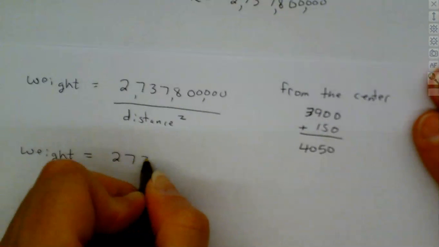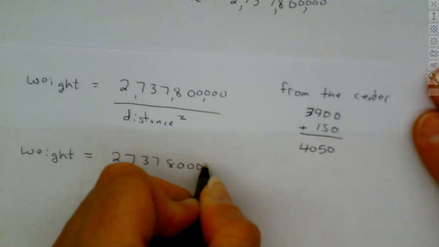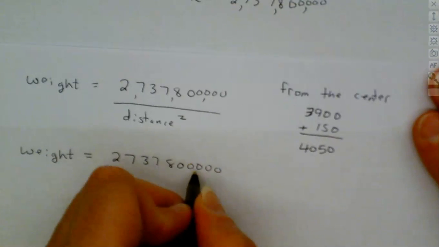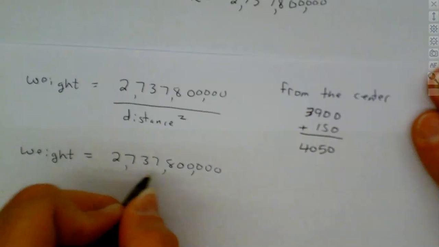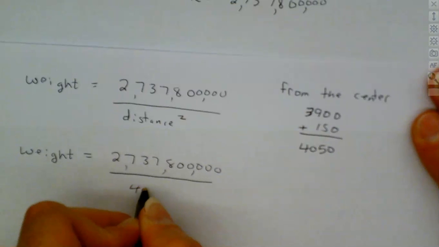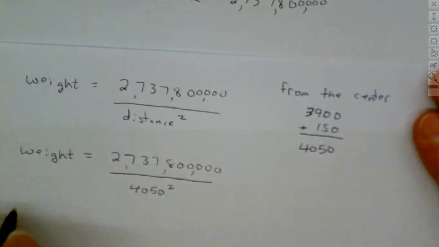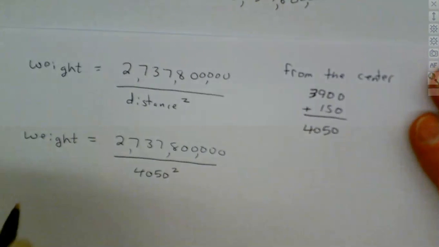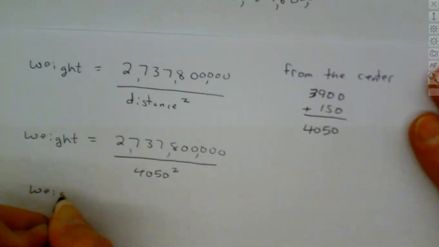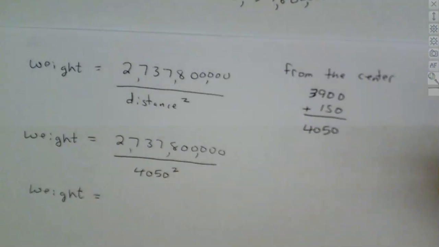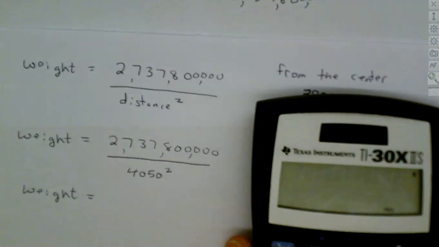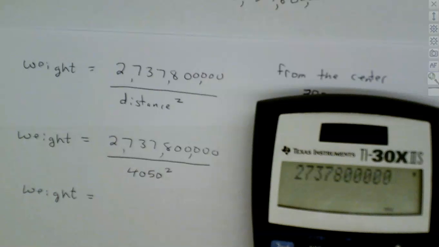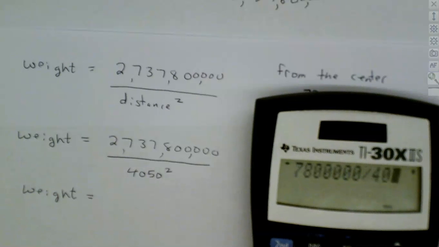So 27378 and all those zeros. Okay, we just have to use a calculator here. And we're going to divide that by 4050 squared. Okay, and so let's see what we get for my weight now. See what we've got. So we've got 27378 and then 5 zeros. 2, 3, 4, 5. You could use scientific notation if you wanted. We're going to divide that by 4050 squared.